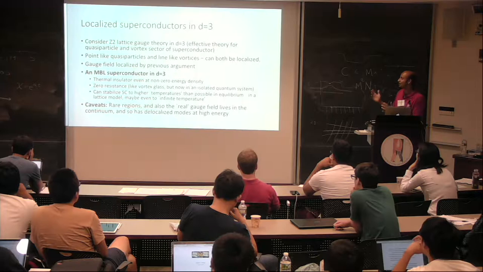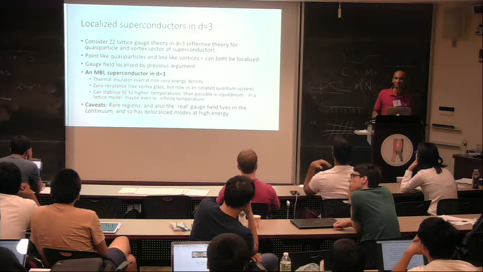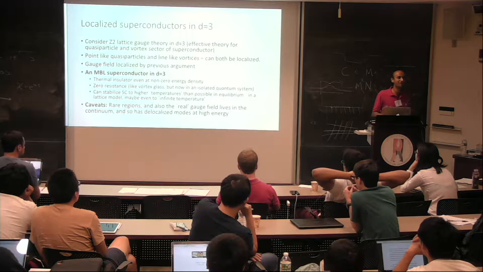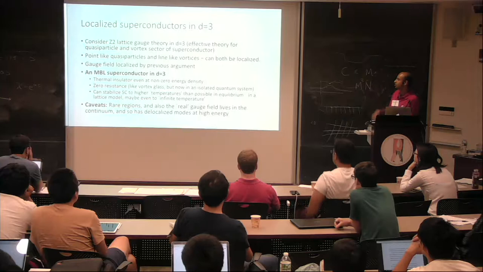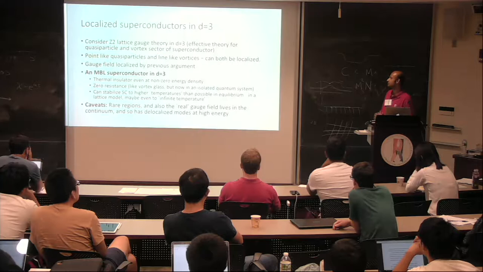I cheated a little bit because I put the gauge field on the lattice, and the real gauge field certainly lives in the continuum. But I also cheated because I ignored rare region effects, but at least we can get around the long range interaction. The long range interaction itself is not an insuperable problem. And there should be such a thing as a many-body localized superconductor in three dimensions, up to whatever corrections come from the system really being a continuum system and not a lattice system, and whatever corrections come from rare regions. What should its phenomenology be?